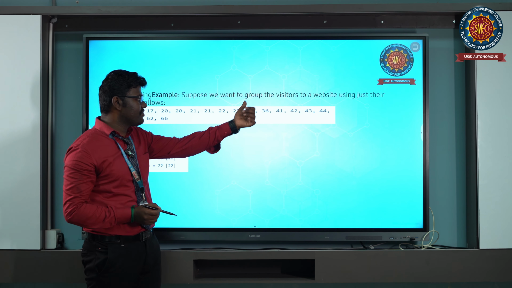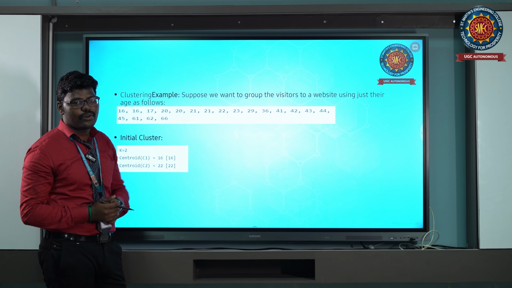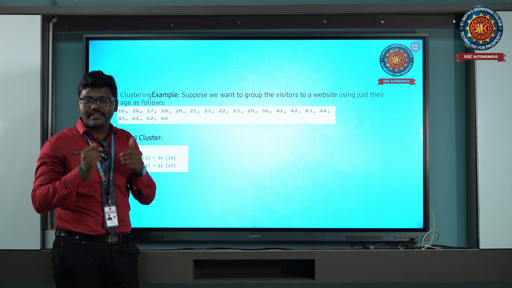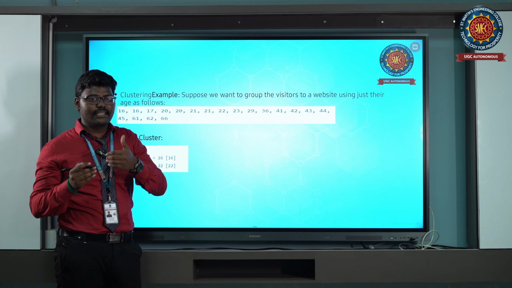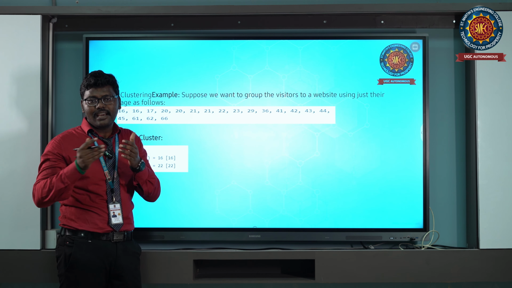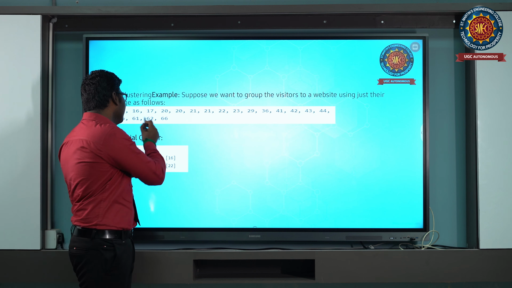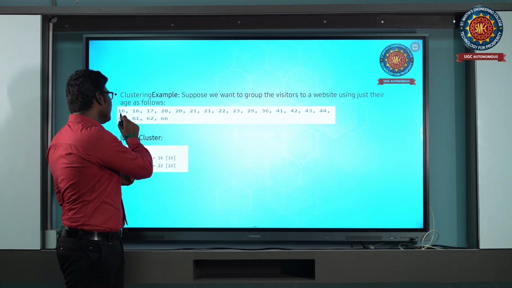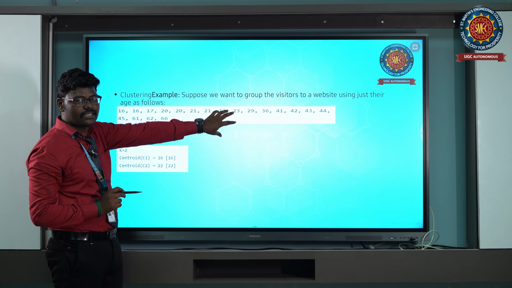Suppose we want to group the visitors to a website using just their age as follows. The people visiting the website are of different ages. So now we are going to segregate the younger people, less than 30, into one group, and older people into another group. Here we received the data: 16, 16, 17, 20 until 26. This is our data set.